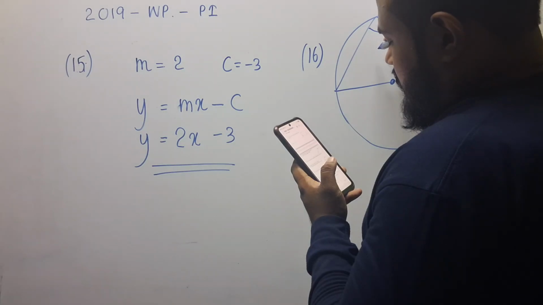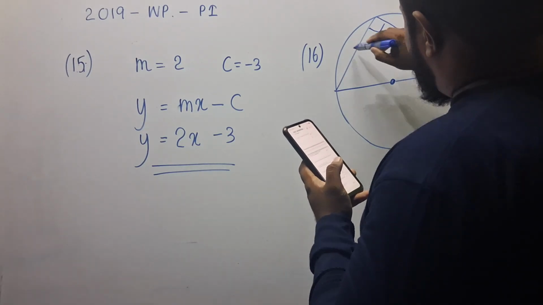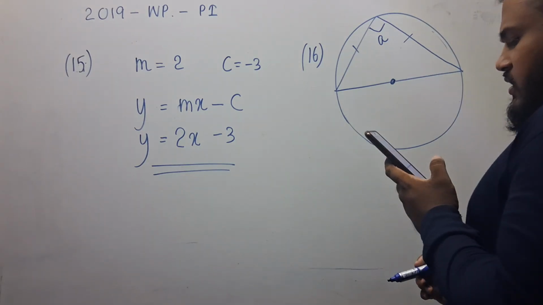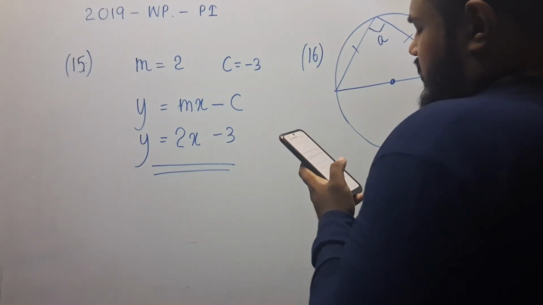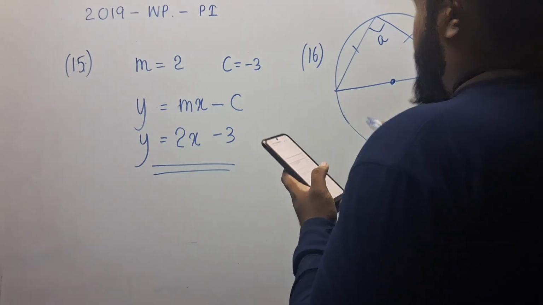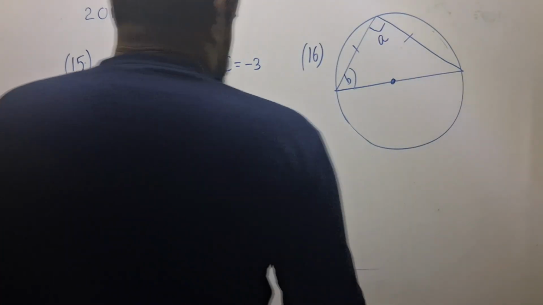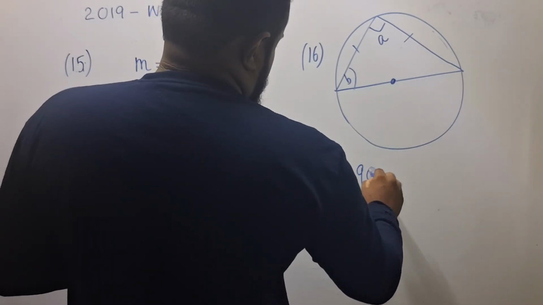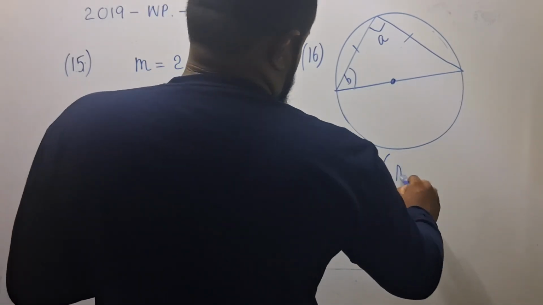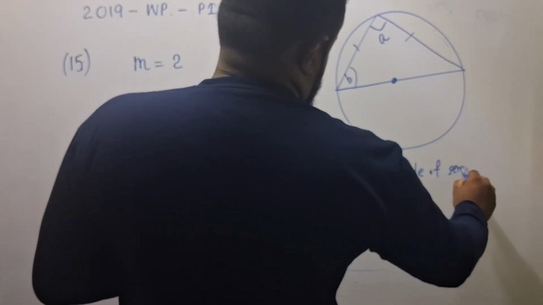So what's the algebraic value given? A. And they have also given these two sides are equal. If two sides are equal in a right angle triangle, what will the angle be? 45 degrees. This is given as B. Okay, how to answer this? A equals 90 degrees. What is the reason? Angle of semicircle.